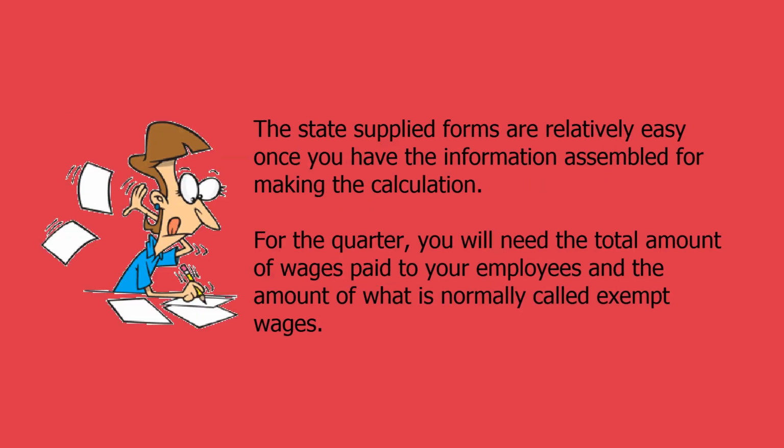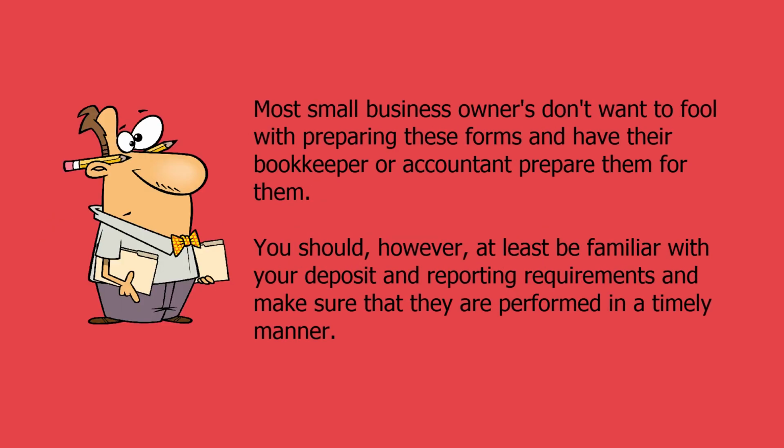The state-supplied forms are relatively easy once you have the information assembled for making the calculation. For the quarter, you will need the total amount of wages paid to your employees and the amount of what is normally called exempt wages. Most small business owners don't want to fool with preparing these forms and have their bookkeeper or accountant prepare them for them. You should, however, at least be familiar with your deposit and reporting requirements and make sure that they are performed in a timely manner.